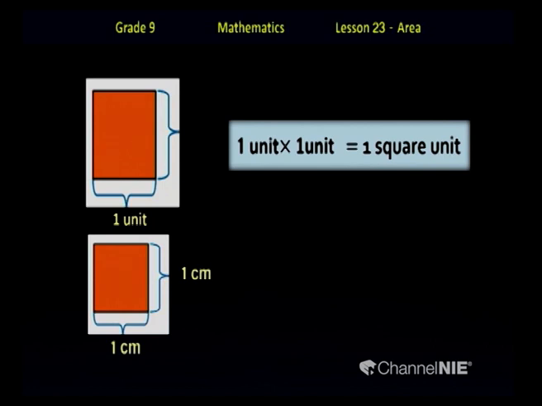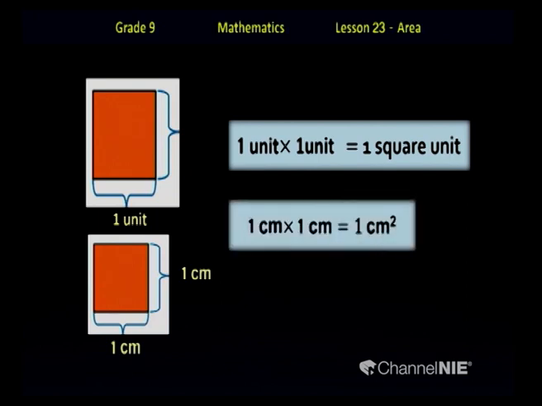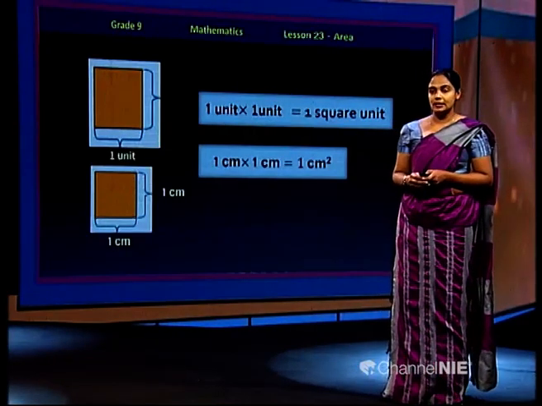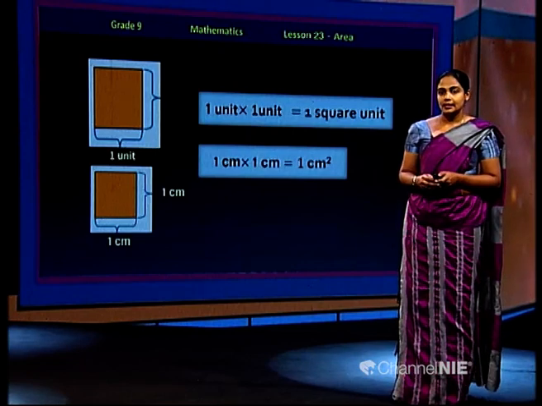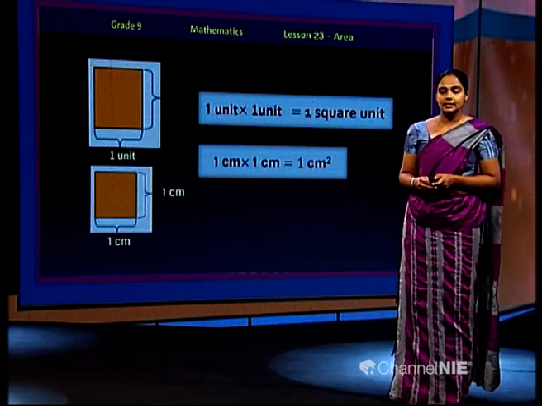Then if it is a square, then length is multiplied by length. Length of a side is multiplied by length of a side. Then 1 centimeter into 1 centimeter. Then it is called 1 square centimeter. Then it is unit square. Then 1 square unit. If length of a side is 1 unit, then area is 1 square unit. If length of a side is 1 centimeter, then area is 1 square centimeter.